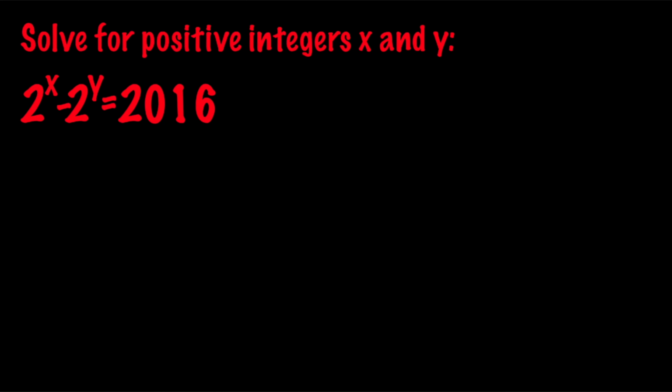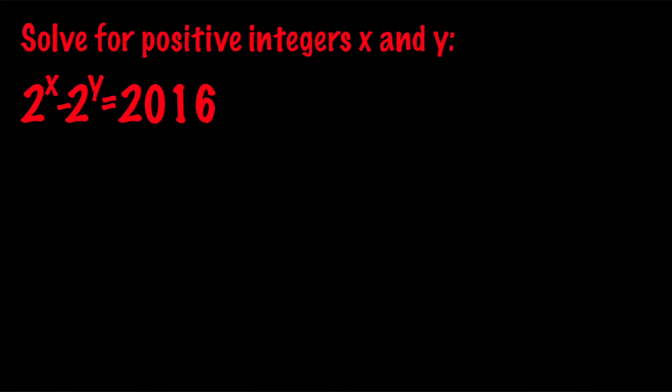In this video, we will be solving another cool problem where we have 2 to the power of x minus 2 to the power of y equals 2016. And obviously, we want to solve for x and y such that x and y are positive integers. Great, so let's go ahead and do that.